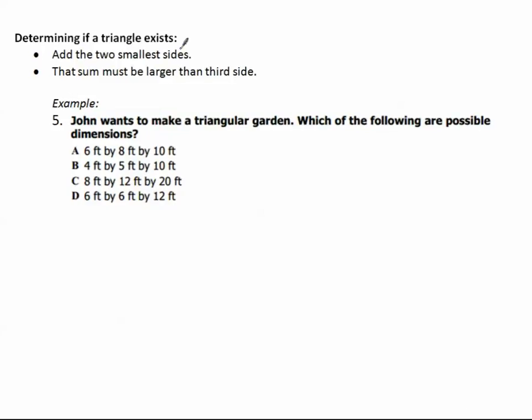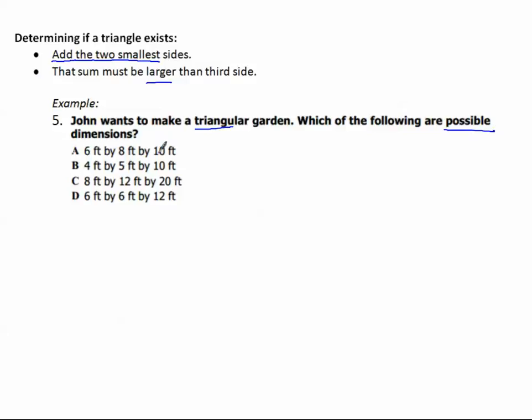Determining if a triangle exists. Usually you're going to be given 3 sides to do that. Add the smallest sides. That must be larger than the third side if it's going to work. For example, John wants to make a triangular garden. Which of the following are possible dimensions? We have to make sure they're not asking which is not possible, because sometimes they ask that.